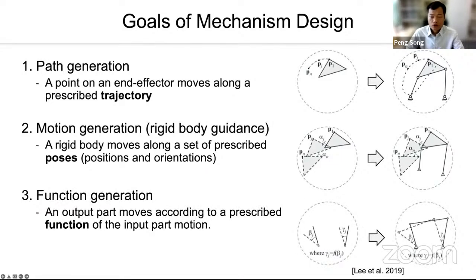The last design goal is to cause an output link to move according to a specific function of the input motion. This goal is called function generation. Currently, there are very few computational methods for designing function generation mechanisms.